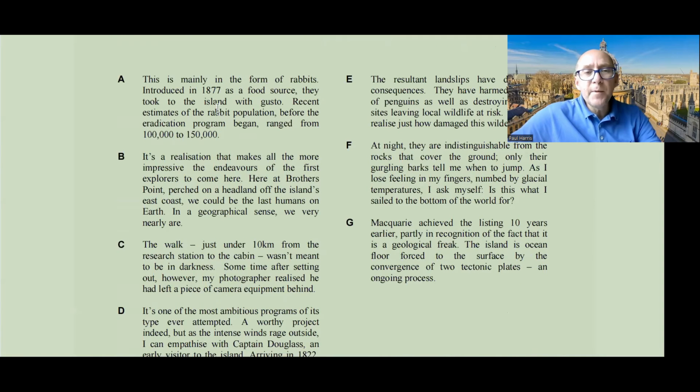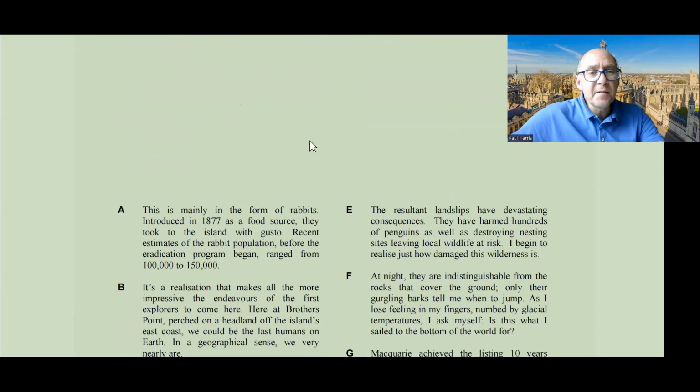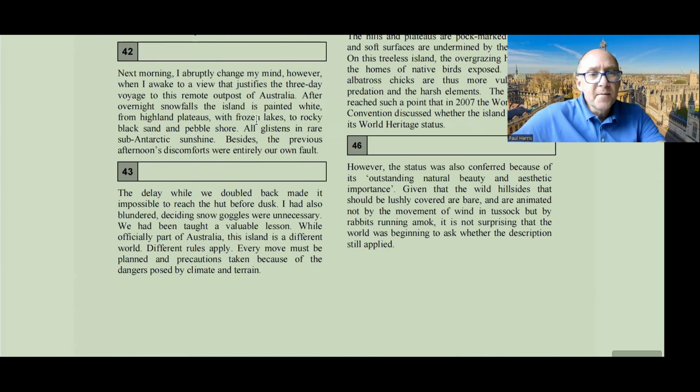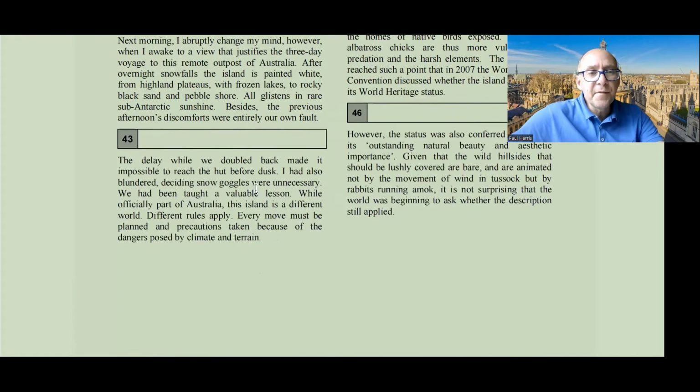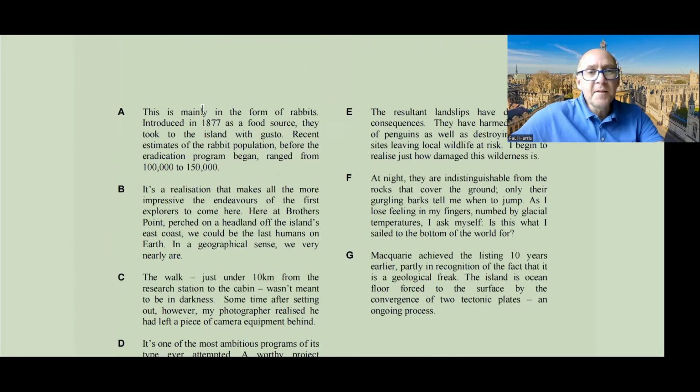Right, A, if you remember, was about rabbits. It does talk about rabbits here, we do have mention of that, but it doesn't really fit for this sentence. If we put this into the space here, it's not really going to fit. The scientists have got a task, they want to get rid of these animals, and the sentence would be, this is mainly in the form of rabbits. Well, that doesn't make sense. So A is not going to be the answer.